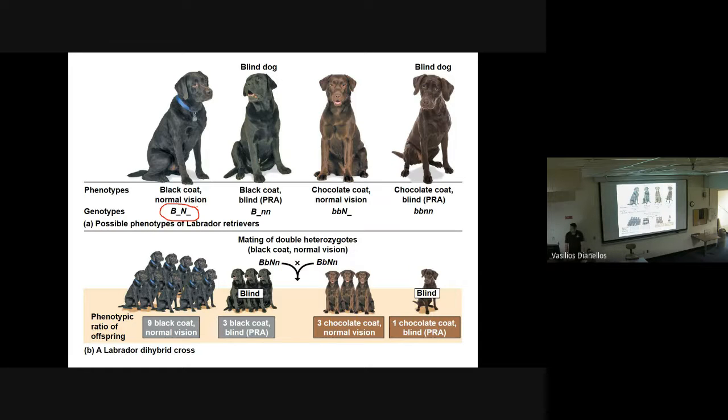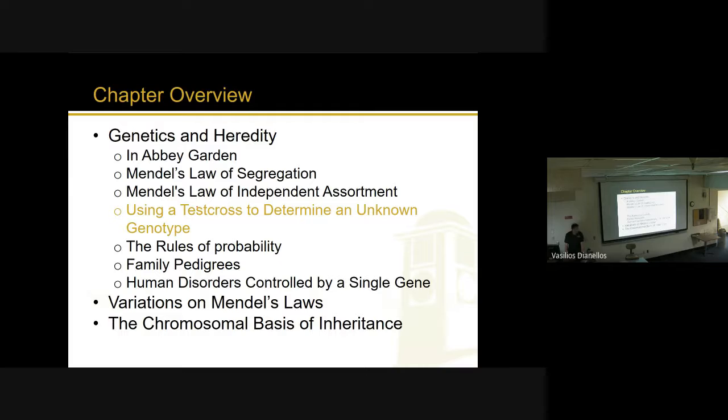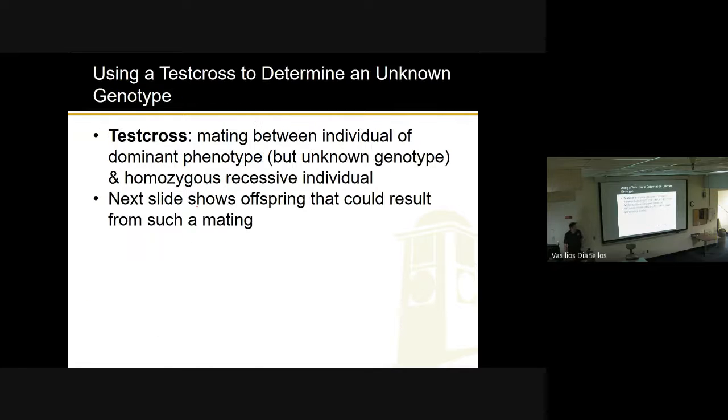So the next thing we're going to talk about is how to use a test cross to determine the unknown genotype. Now, I don't remember if there's any questions about this on the study guide, but I can tell you there almost definitely won't be on the exam. So read it a couple of times, but if you're studying for the exam and trying to memorize things, put this on one of the lowest priorities.